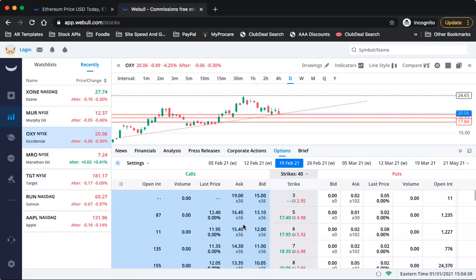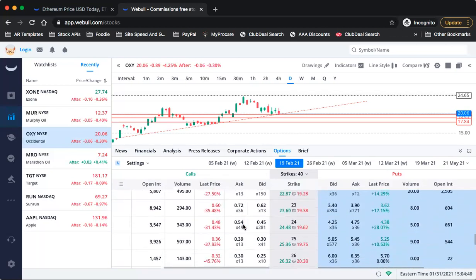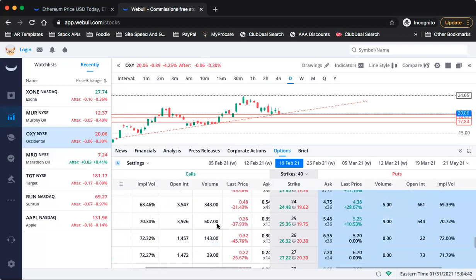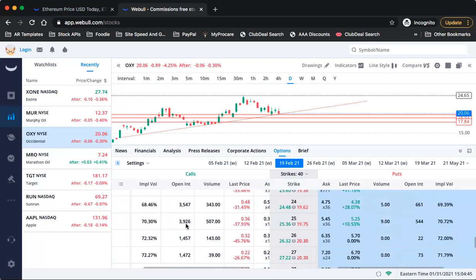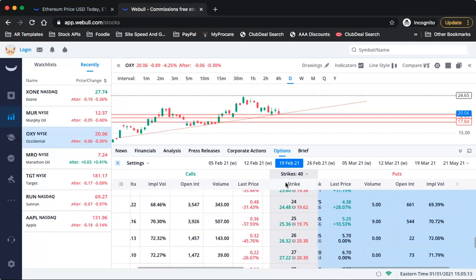So if you look at it, 19 February one for the same strike, 25, this is even cheaper. And you can see here the 4,000 is the open interest. Sorry about the delay. Yeah, so 4,000 is about the open interest. The price is not too bad here, but again, this is 19 February.